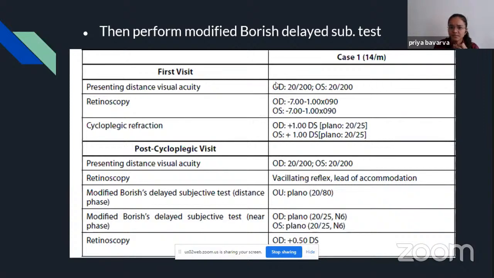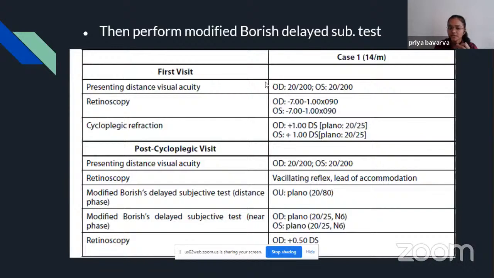In the first visit, the patient's visual acuity is 20/200 in both eyes, and retinoscopy is -7 with -1 at 90° in both eyes, and cycloplegic refraction is +1 in both eyes. At the post-cycloplegic visit, the patient's visual acuity is the same as the first visit, and retinoscopy shows a fluctuating reflex, and the MEM result shows a lead of accommodation.